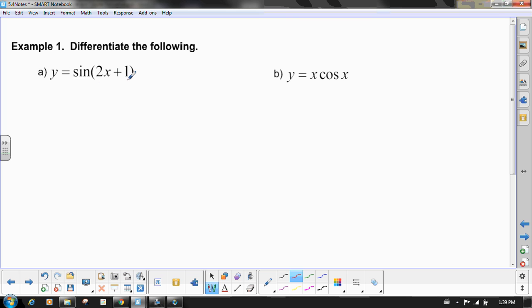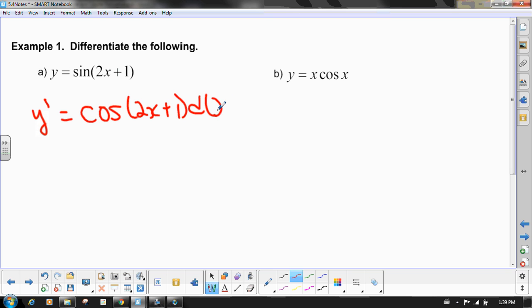As soon as you see a bracket like this, you should immediately be thinking chain rule. When I do this here, there's only one kind of x, so I don't need to worry about any other rule. As I'm reading left to right, the first thing that I see is sine. So I know the derivative of sine is the cosine of 2x plus 1. So that's my first step.